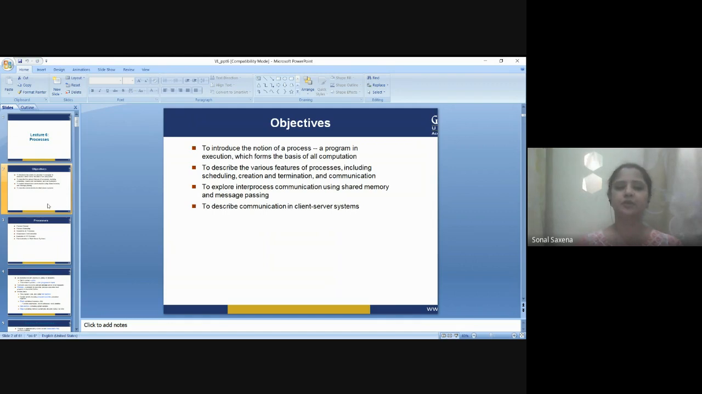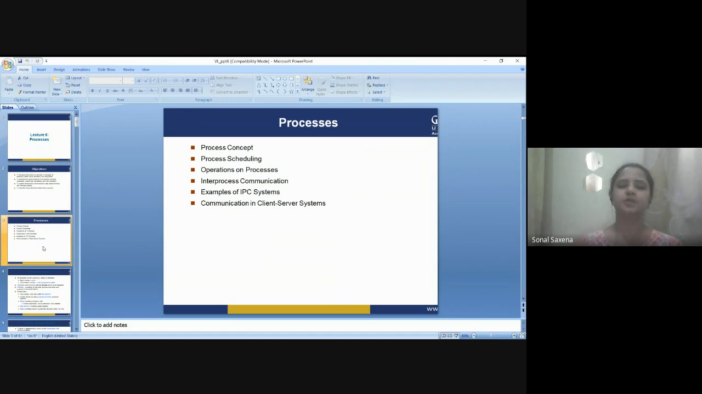So let us quickly go through the processes. I'm sharing what all the topics are that I am going to cover today. It is process concept, process scheduling, operations on the process, inter-process communication, examples of inter-process communication systems, then communication in client server systems. Okay. These are the 6 points that I'm going to cover today to understand what exactly a process is. Let us move further.